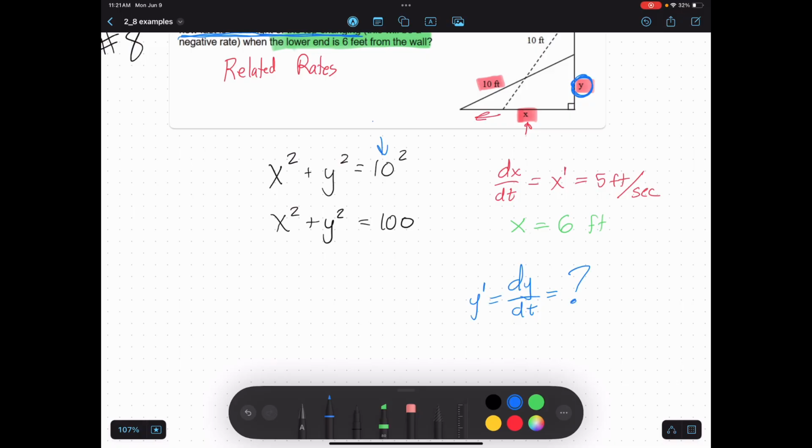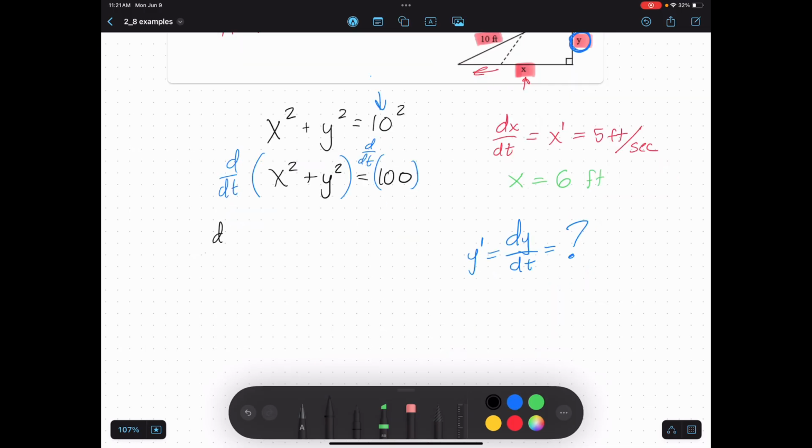Which means, what am I going to do to this Pythagorean theorem equation? I'm going to take the derivative of everything in terms of t. That's what makes this related rates, is everything depends on time, so you're taking the derivative in terms of time. So, d over dt of x squared, plus using my sum and difference rule of derivatives, I can separate this into two different derivatives, and then I'm also taking the derivative of my constant 100.